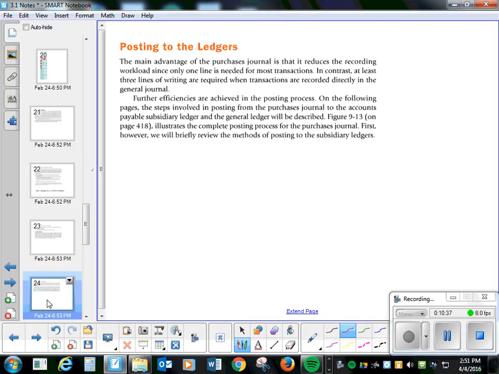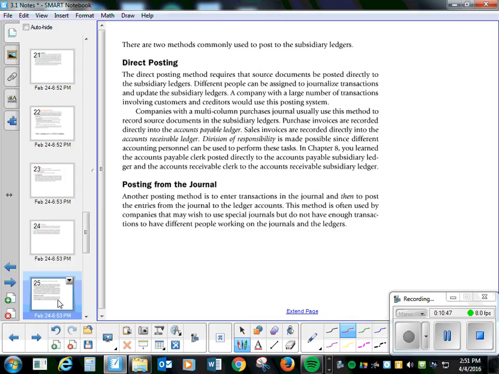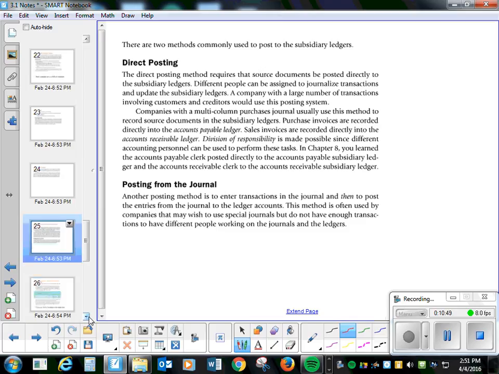And then posting to the ledgers, the main advantage of the purchase journal is that you don't need to post every single transaction. What you can do is you can post just the totals. And I think I've got that on page 418 if you want to have a look at that. And so as you're looking at that, there's two methods of posting. One's called direct posting and one is posting from the journal.